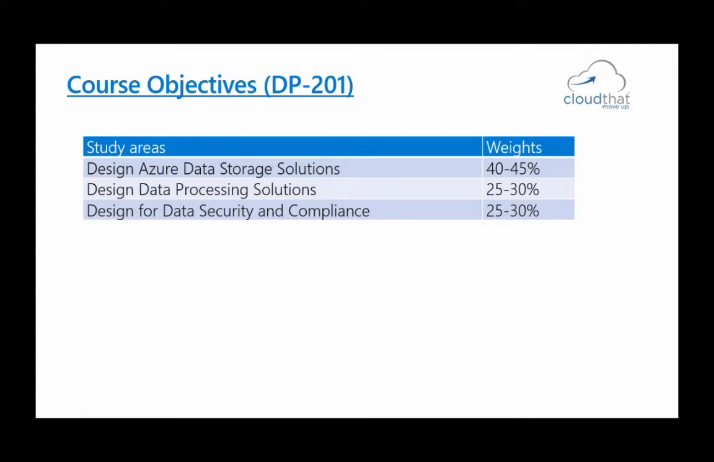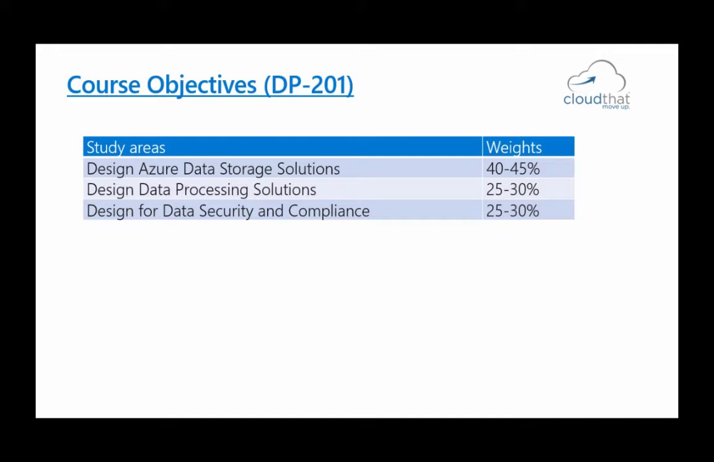The next study area that Azure judges for your DP-201 is how well you can architect a solution where data processing is required. It may be real-time data processing, or it may be batch data processing where your data is already being kept and you just have to run some scripts, or your Databricks cluster is going and modifying things in that data, right? The weightage given to designing data processing solutions is 25 to 30%. If your examination has 60 questions, approximately 15 to 18 questions will be from this segment, right?